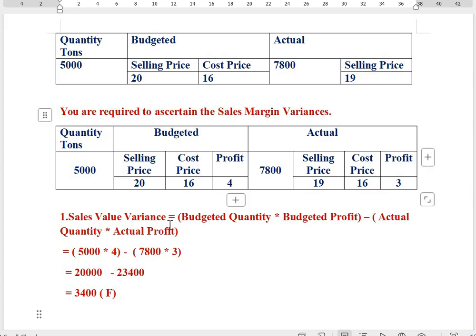First we'll see what is sales value variance. Sales value variance is budgeted sales minus actual sales. Budgeted sales we can compute as budgeted quantity sold into budgeted profit per unit, minus actual quantity sold into actual profit per unit. Budgeted quantity sold is 5000 into budgeted profit 4 rupees, so 5000 into 4, 20,000. Then actual quantity sold 7800, actual profit 3, 7800 into 3. So 20,000 minus 23,400. Actual is more than budget, so we are getting 3,400 favorable.